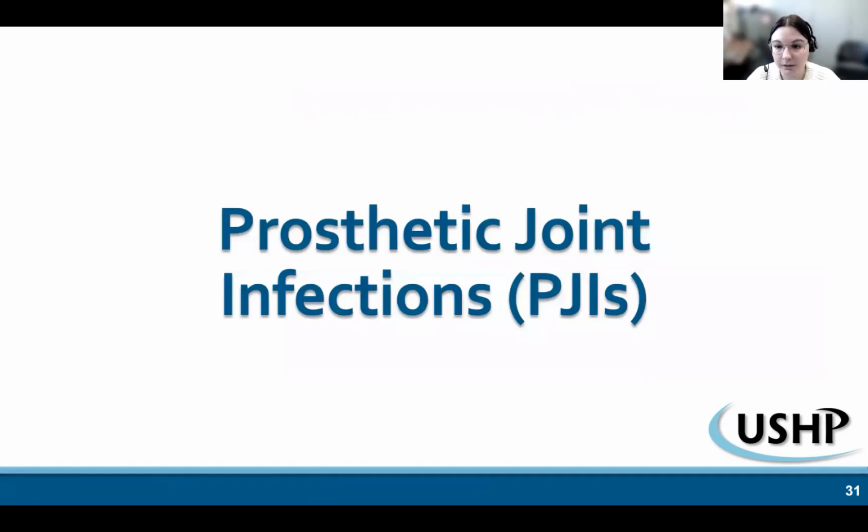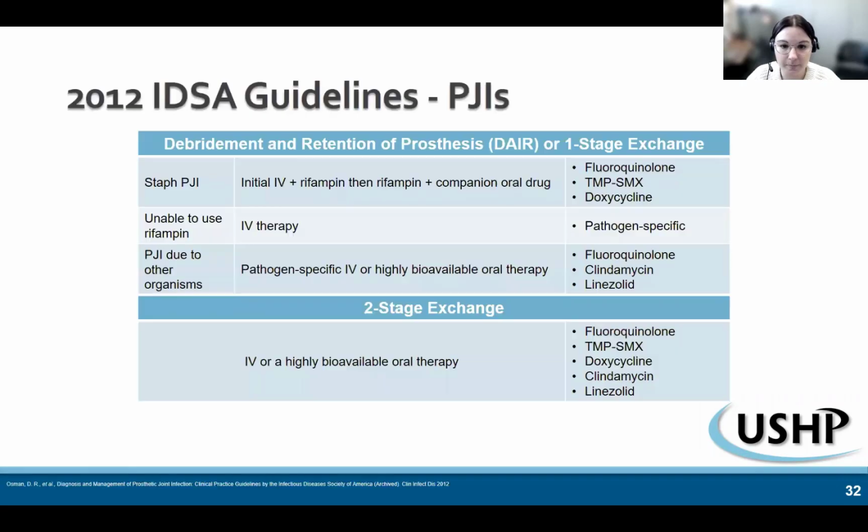So the last type of orthopedic infection I'll be covering are the prosthetic joint infections. The IDSA guidelines for prosthetic joint infections separate the recommendation based on the type of surgical intervention. First, at the top, if the prosthesis is retained after surgery or if the replacement is done in the same surgery, they recommend an initial course of IV treatment, then switching to an oral antibiotic, and that's for staph infections. For prosthetic joint infections due to other organisms, they recommend either IV or oral therapy is appropriate.